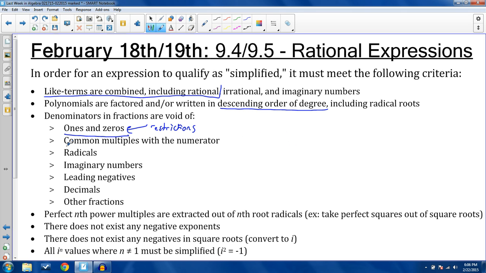Common multiples with the numerator, that's a big one. We want to factor out any common multiples. Get rid of those leading negatives, like negative x plus 3, I talked about that. And other fractions. So if you have a fraction within a fraction, like this scenario, we want to eliminate that stuff as well. So there are a lot of different things that we're going to end up doing. The ones that I underlined are the only ones we're going to talk about here, as it seems.